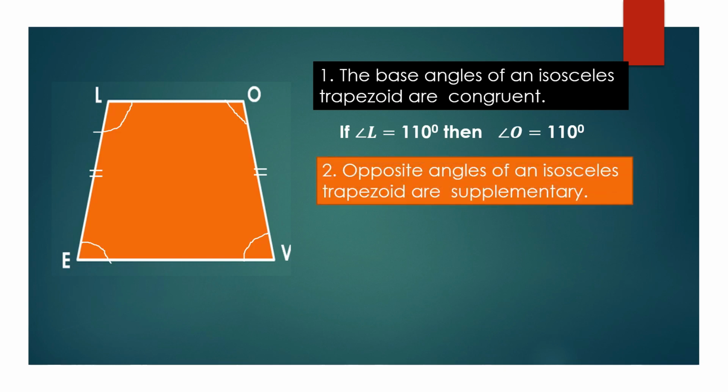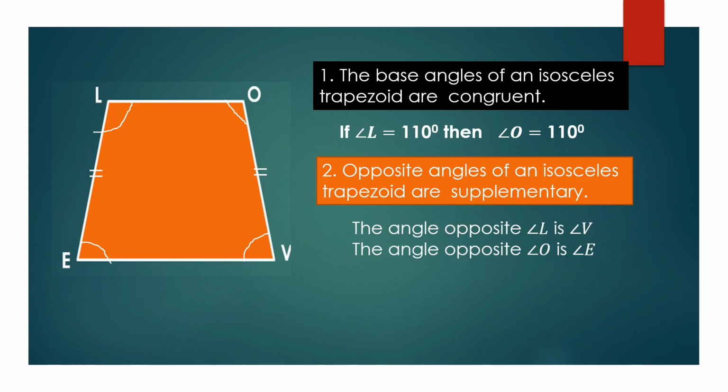Now another theorem is opposite angles of an isosceles trapezoid are supplementary. So the opposite of angle L is angle V. The opposite of angle O is angle E. So if angle L is 110 degrees, then angle V is equal to 70 degrees.